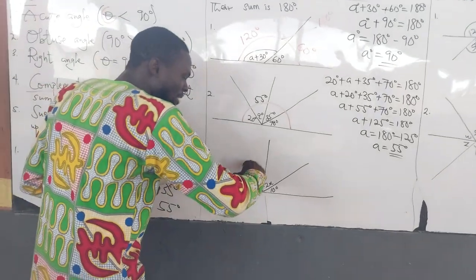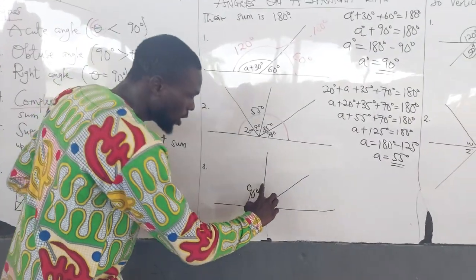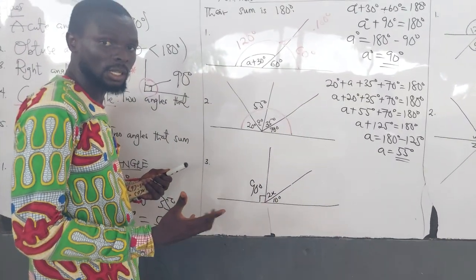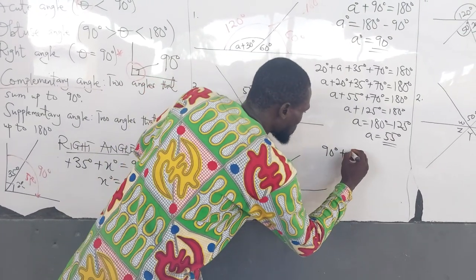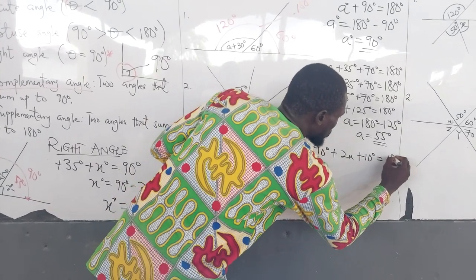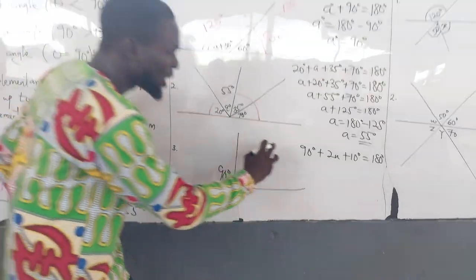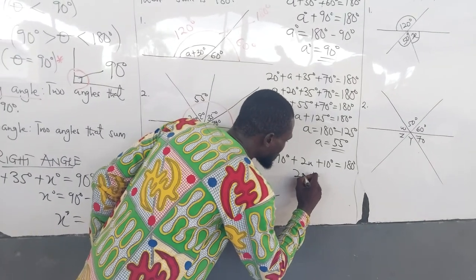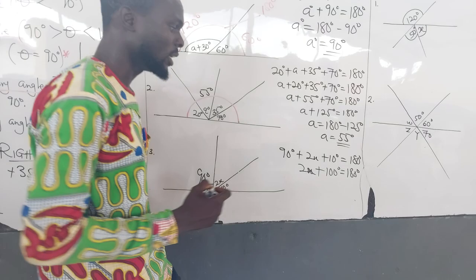So we can add everything on the straight line and equate it to 180. Or you can just add this one and equate it to 90 degrees. So we can say 90 degrees plus 2x plus 10 degrees is equal to 180 degrees, since we are adding it on a straight line. So now this and this will give us 2x plus 100 degrees is equal to 180 degrees.